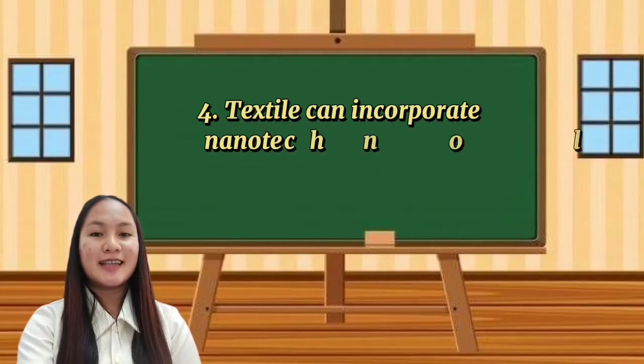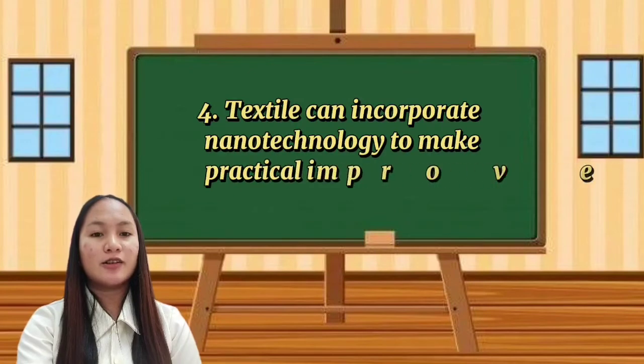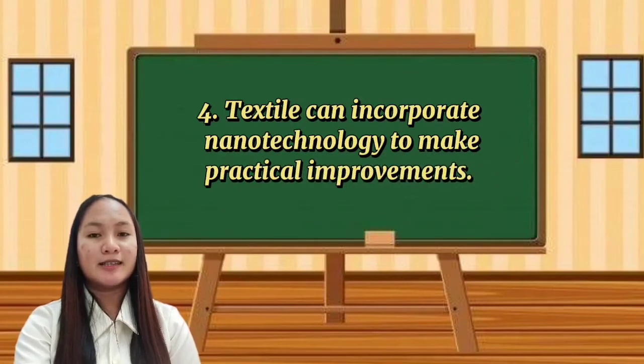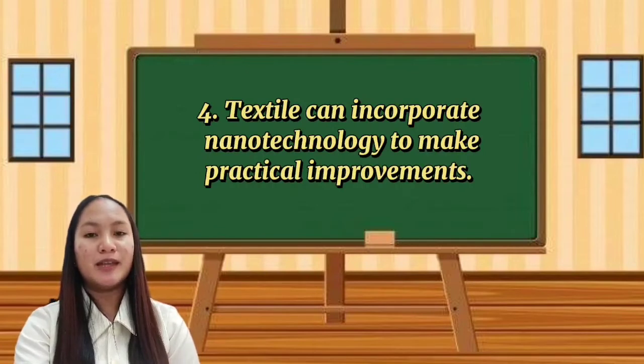Fourth, textiles can incorporate nanotechnology to make practical designs. The unique properties of nanoparticles and nanofibers mean they can be used to design fabric with excellent properties. The windproof and waterproof properties of one ski jacket, for example, are obtained not by a surface coating of the jacket but by the use of nanofibers.